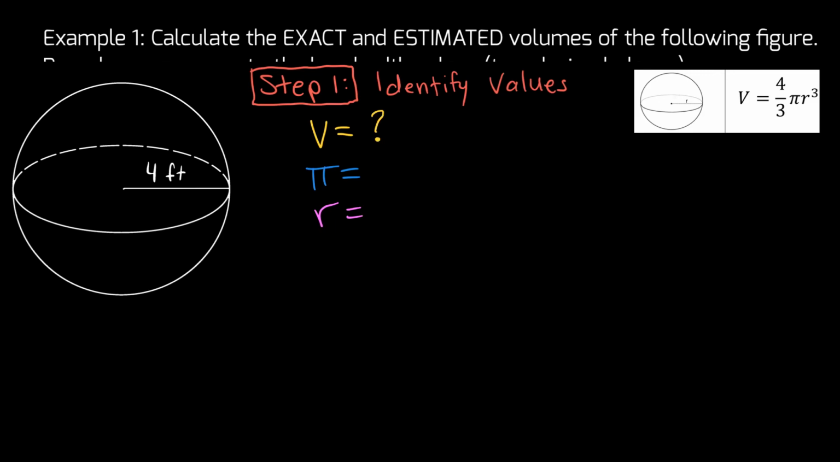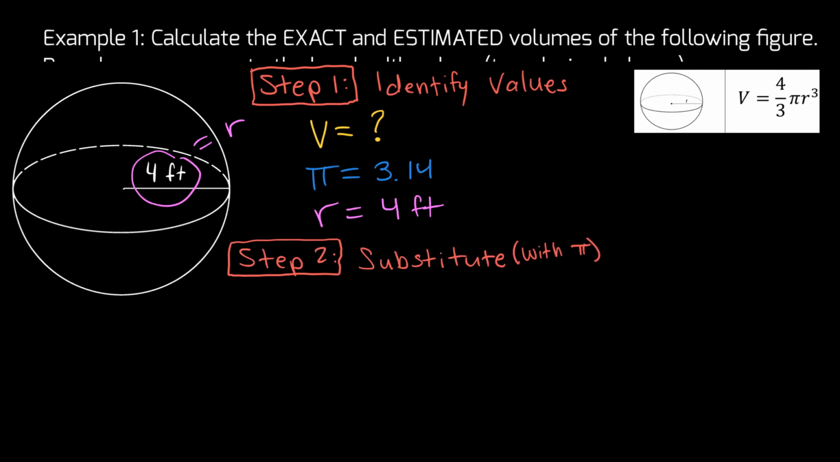Next will be pi. Pi is always 3.14. Then lastly, I want to identify what the radius r is. So in this sphere, the only number that's there is a 4. So 4 will be my radius. So it'll be 4 feet for my radius.